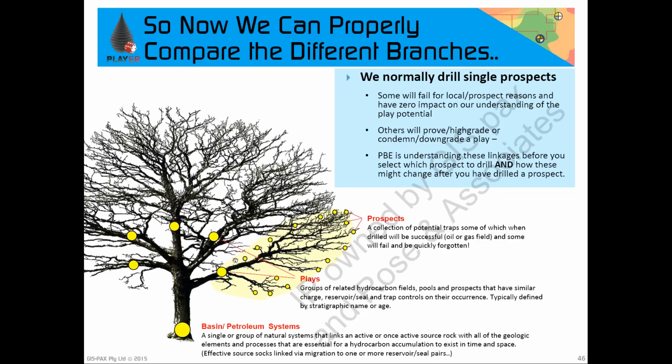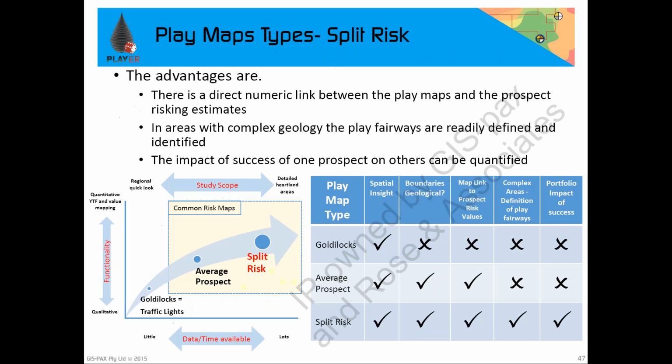If I drill a definitive test here and it fails, I might chop this whole branch off. And everybody has a tree analogy for play-based exploration, and this is mine. So it's a very, very simple concept. It's how you do it in reality that makes the difference.